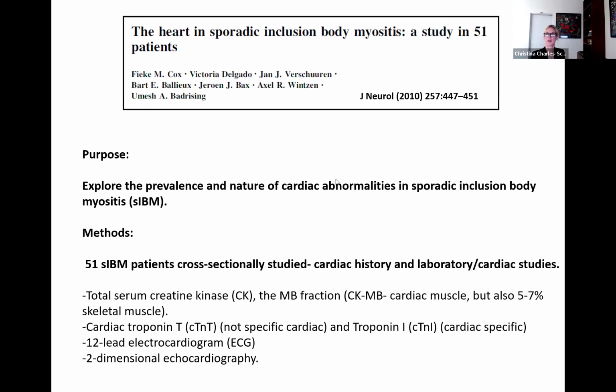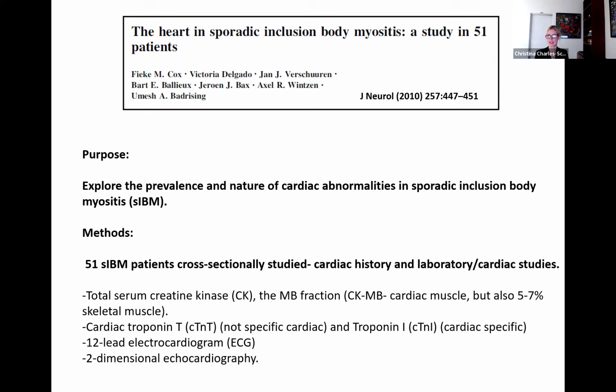Okay, so this is a study. It's an older study, 2010. But this is one of the initial studies that looked at the heart in IBM. 51 patients. They looked at patients cross-sectionally, which means at one time point, right? They didn't follow them over time, which is a very important part of any study if you can do it.